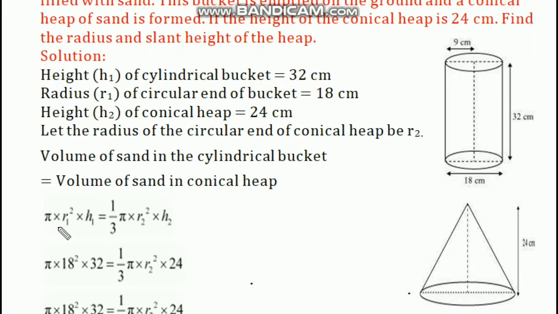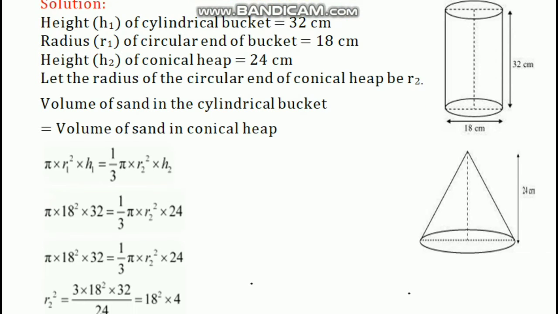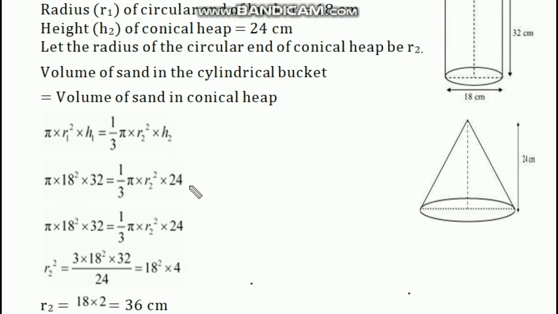So we know the formula: 1/3 πR1² H1 equals 1/3 πR2² H2, because the radius and height are different. For the differentiation purpose we took H1, R1 like this. Then substitute the values in the given question. If you substitute, we can easily find the radius. After substituting the values, except R2, the remaining values are transposed to the right hand side.